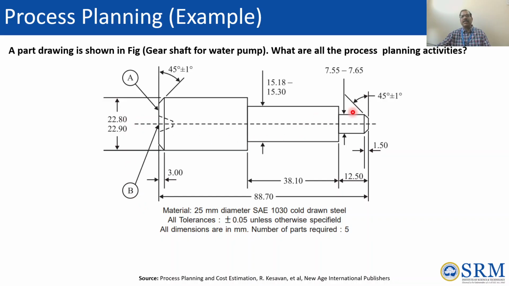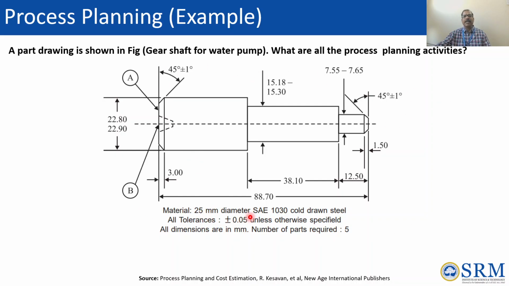datum plane or referencing, and each and every dimension is given with a tolerance value like a plus or minus value. In terms of chamfering, they have given plus or minus 1 degree. The chamfering needs to be done at 45 degrees. Here also 45 degrees, and here for that chamfer the horizontal distance is 1.5, and here the diameter is 7.55 to 7.65. Here the diameter is given, and also the overall diameter, and what material is given.